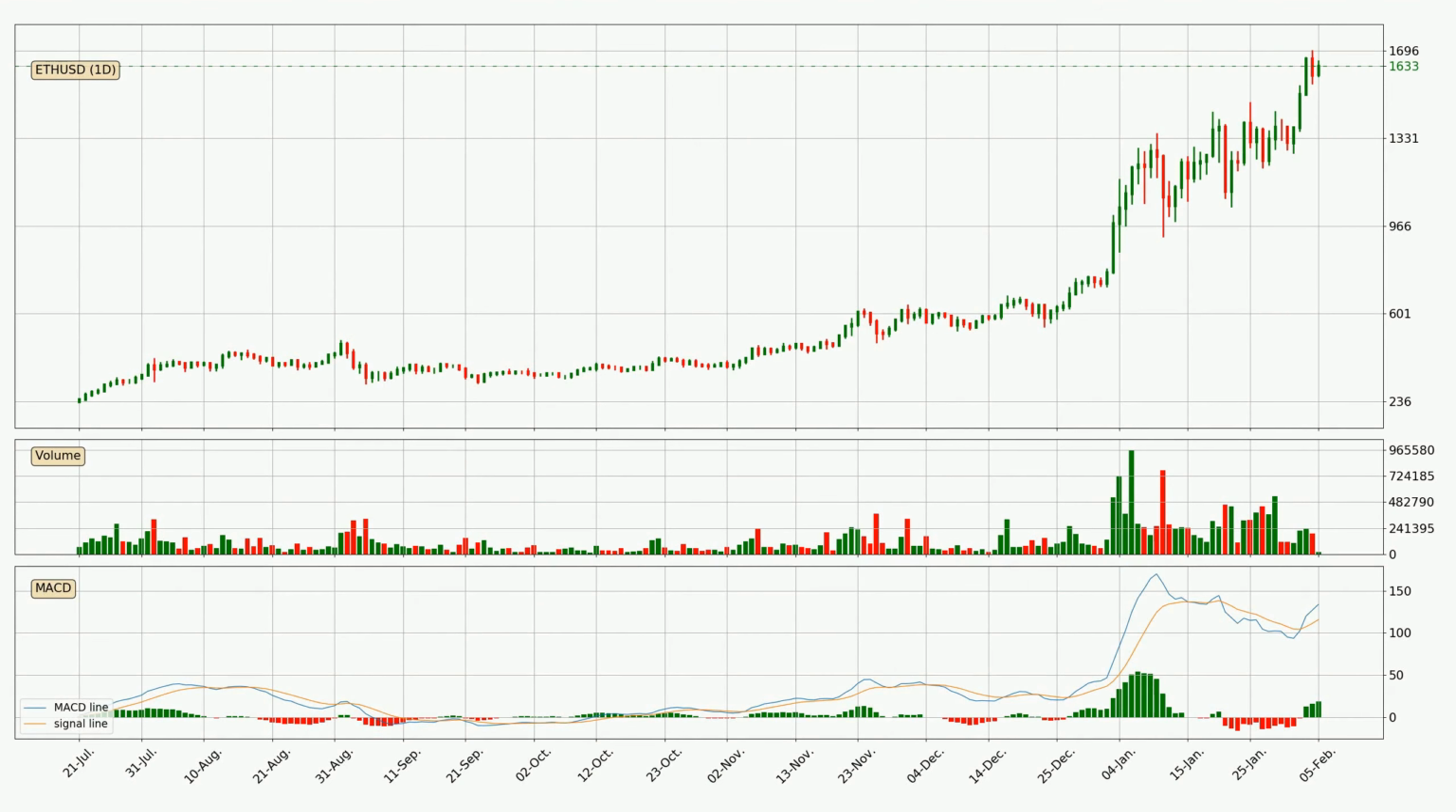Looking at the daily MACD, seeing as the MACD line is above the signal line, meaning that the trend is currently on the up. Looking at the MACD histogram, we can see that the momentum is strong at the moment, and we can expect the price to continue growing or maybe at least remaining the same for some time.